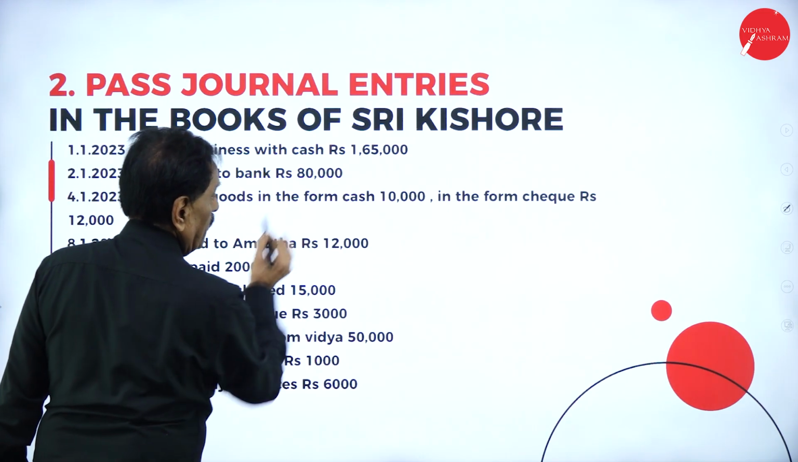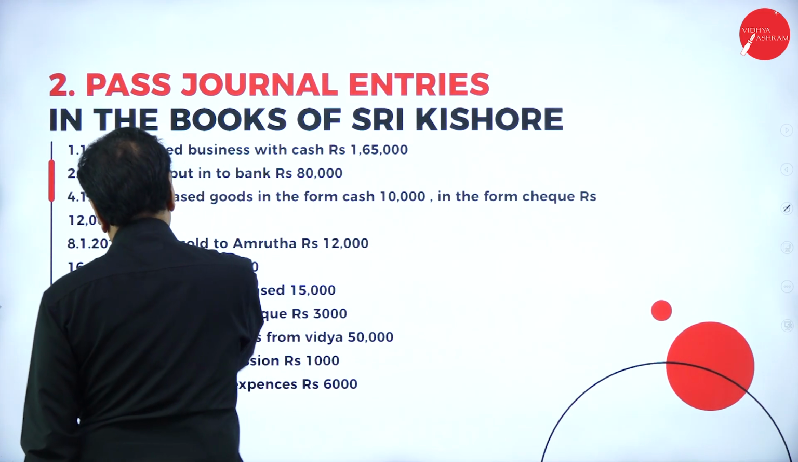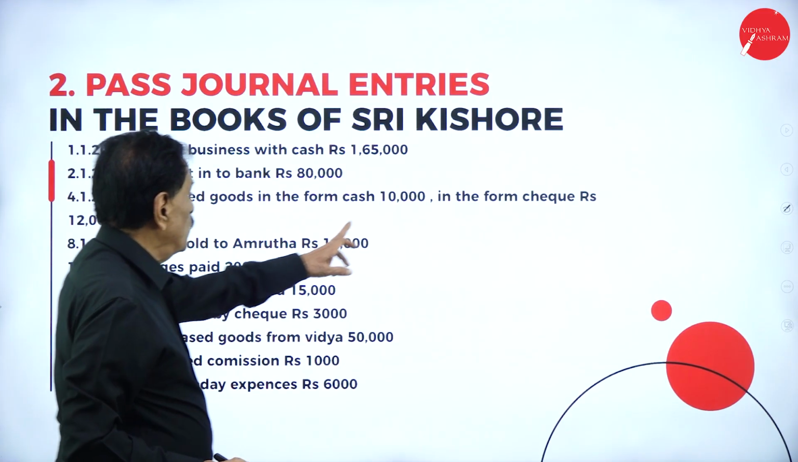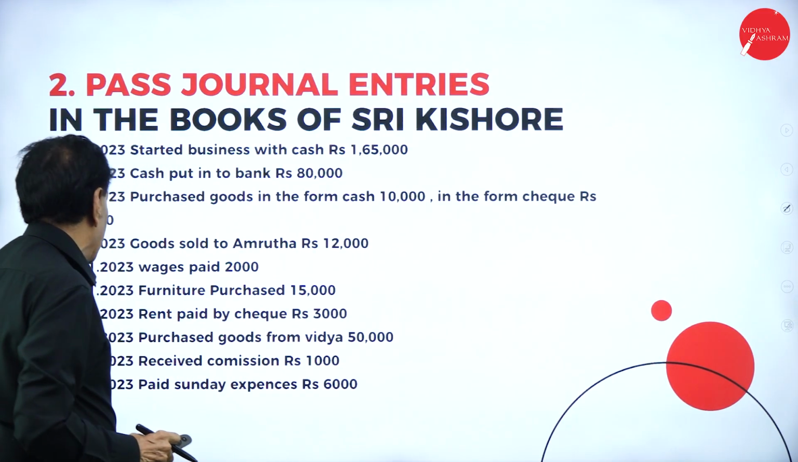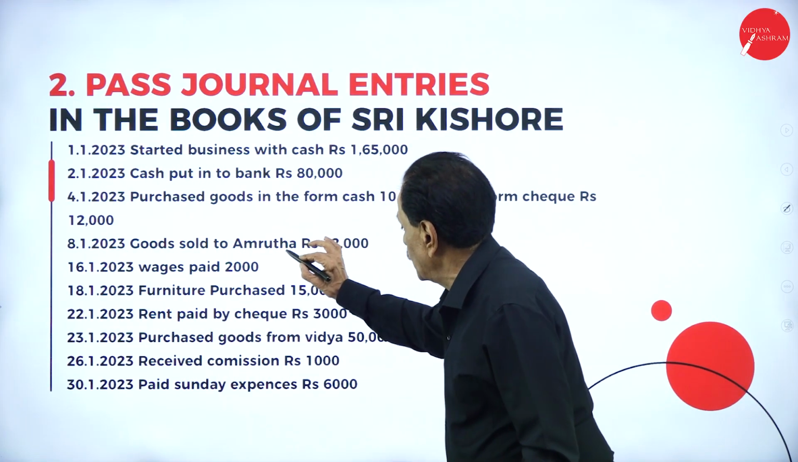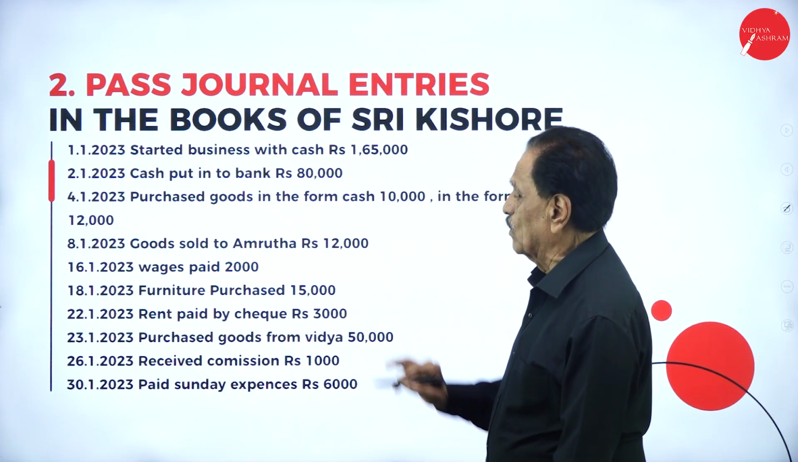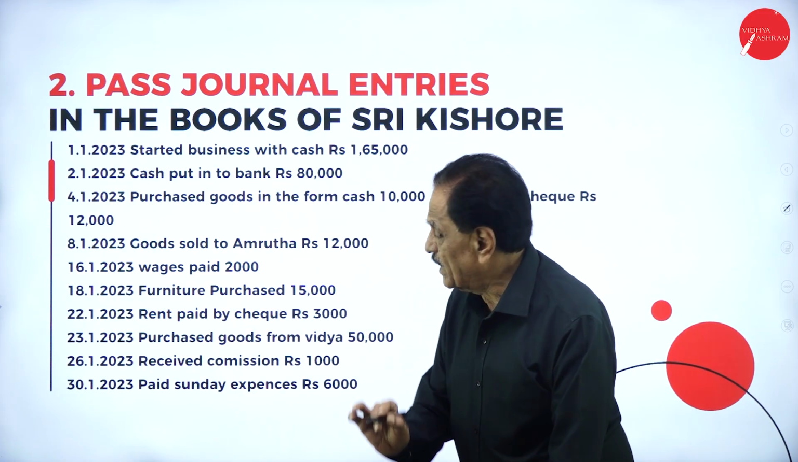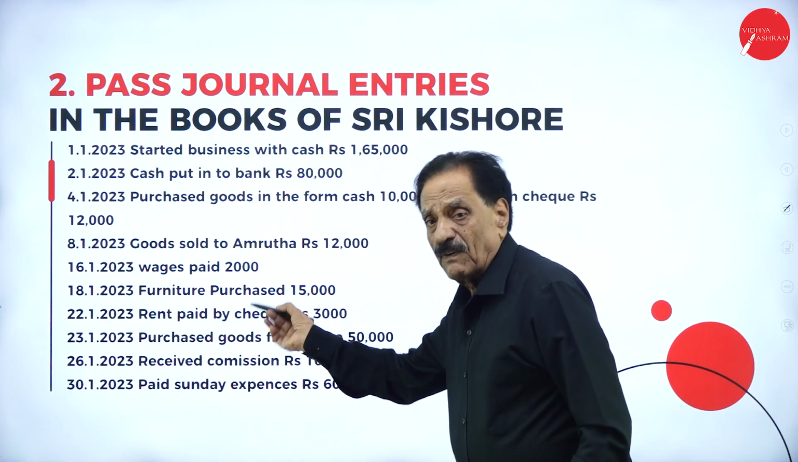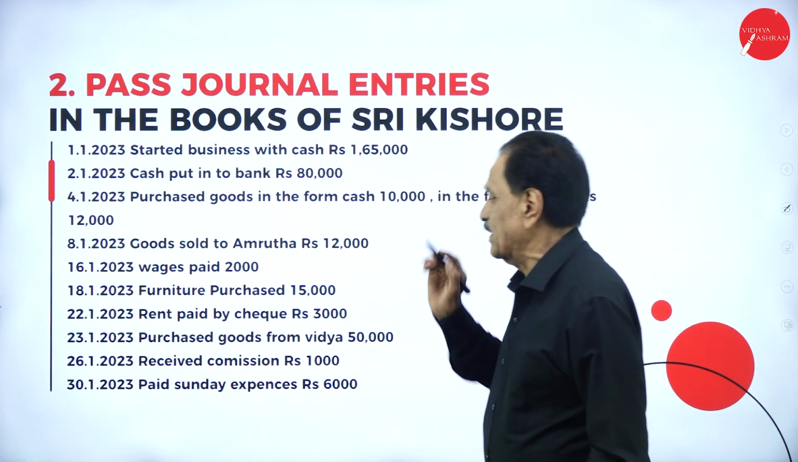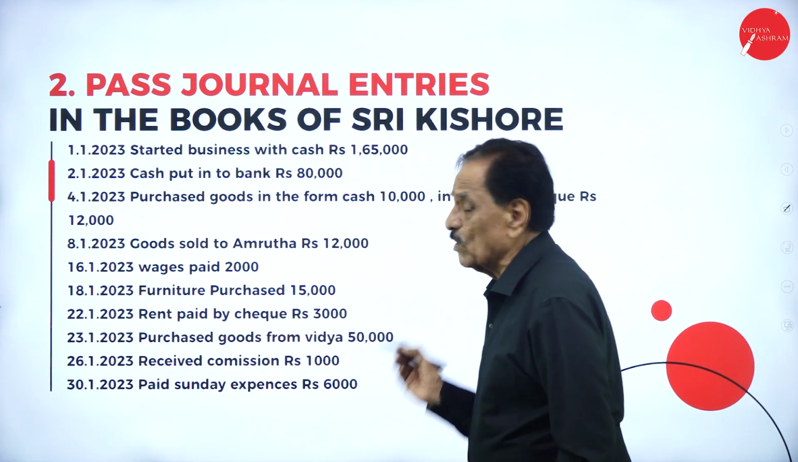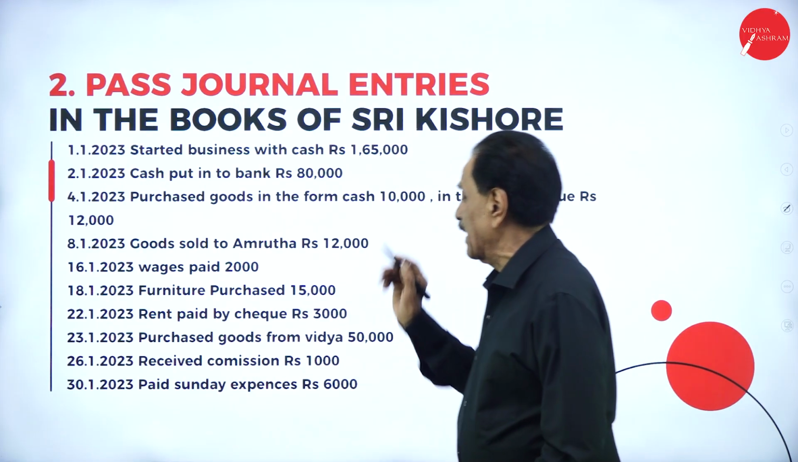Purchase goods in the form of cash and in the form of check. So purchases account debit 22,000, to cash account 10,000, to bank account 12,000. Goods sold to Amrita, Amrita account debit to sales account. Wages paid, wages account debit to cash account. Furniture purchase, furniture account debit to cash account. Rent paid by check, rent is an annual account, check is going out, rent account debit to bank account.